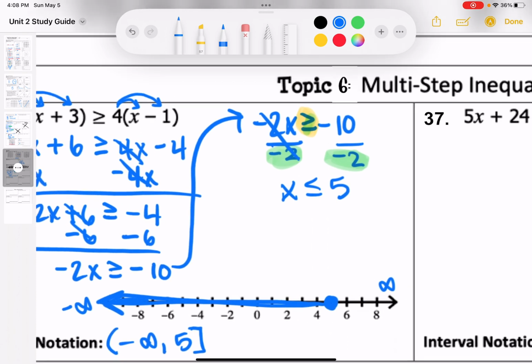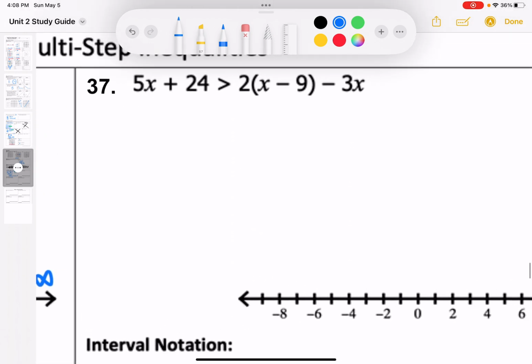All right, 37. I have 5x plus 24 is greater than 2 parentheses x minus 9 minus 3x. So remember, the first thing we have to do is get rid of the parentheses. So I'm going to distribute the 2 to the two things inside the parentheses using multiplication. So 2 times x is 2x, and 2 times -9 is -18. Then I'm going to bring everything else down.